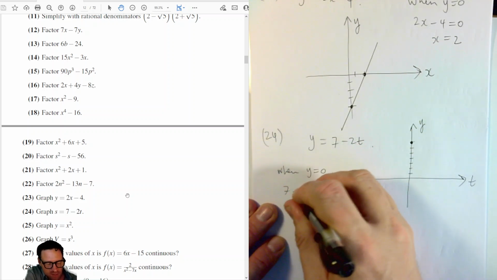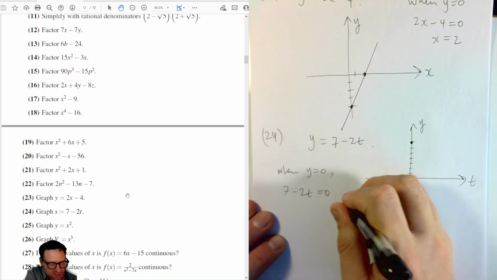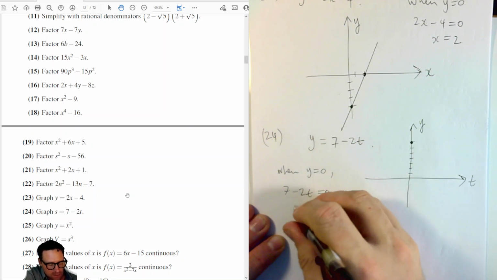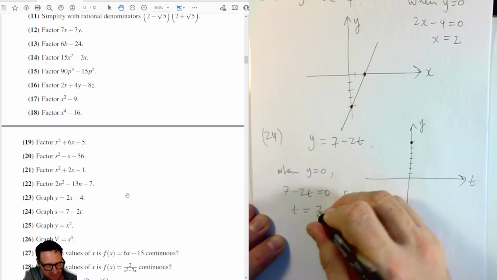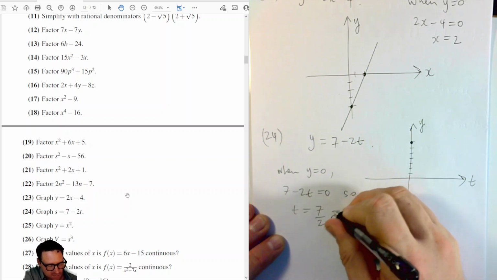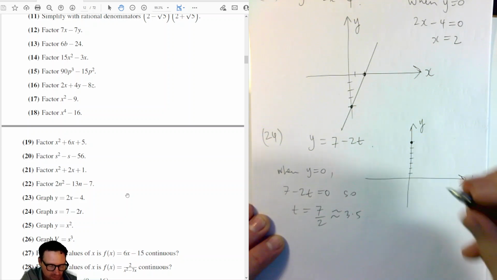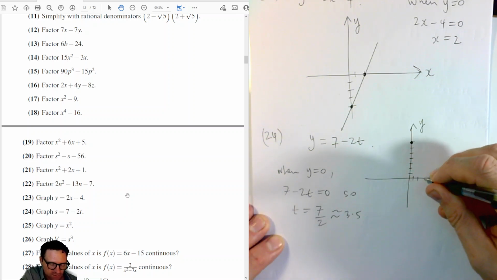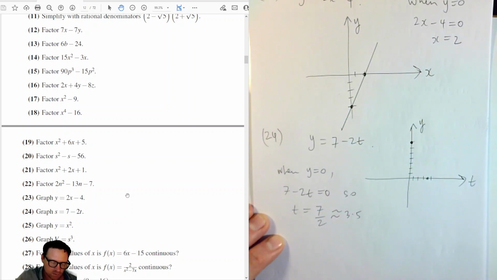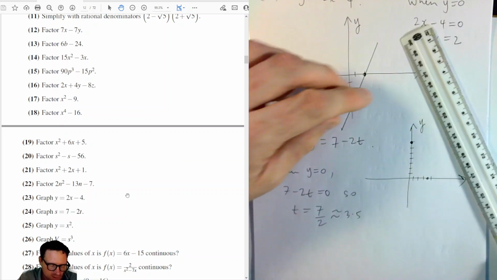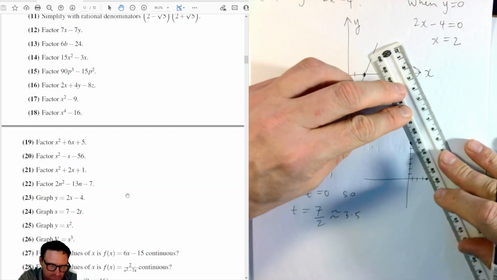We have 7 minus 2t is 0, so t is equal to 7 over 2, which is 3.5, so 3.5. Okay, so 1, 2, 3, 4, and our half is there. And so we have a line of negative slope minus 2.